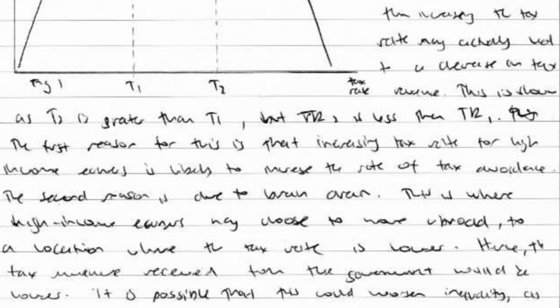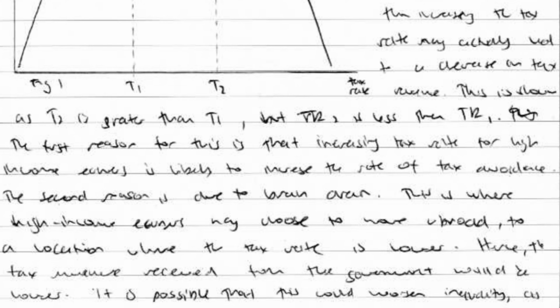The first reason for this is that increasing the tax rate for high income earners is likely to increase the rate of tax avoidance. The second reason is due to brain drain. This is where high income earners may choose to move abroad to a location where the tax rate is lower. Hence, the tax revenue received by the government would be lower.